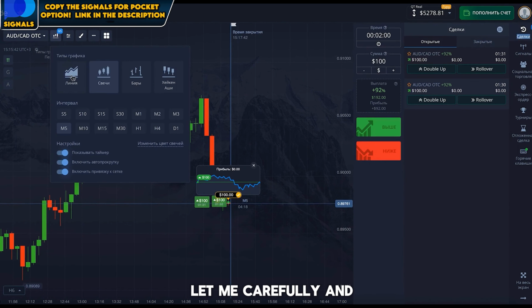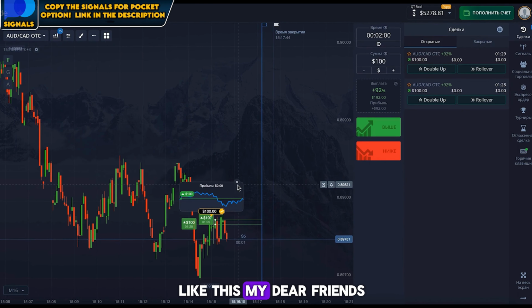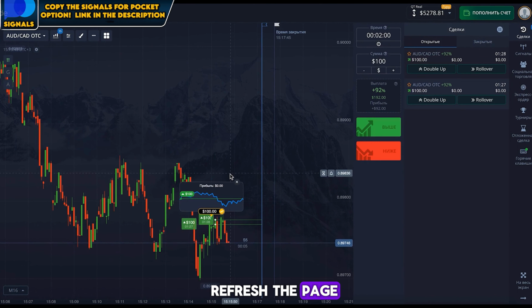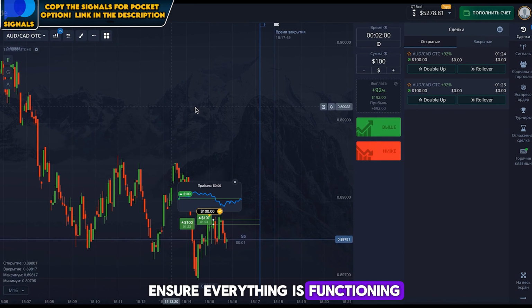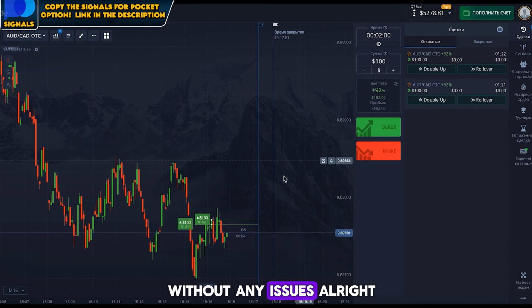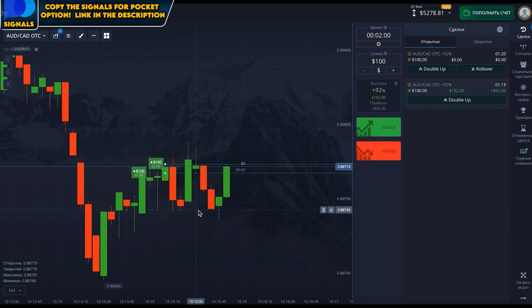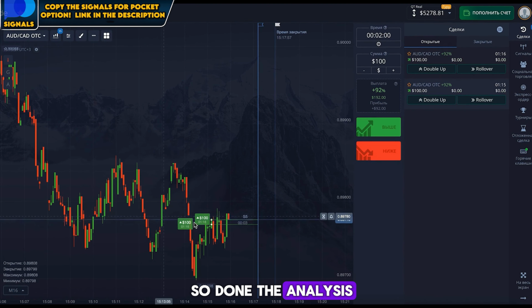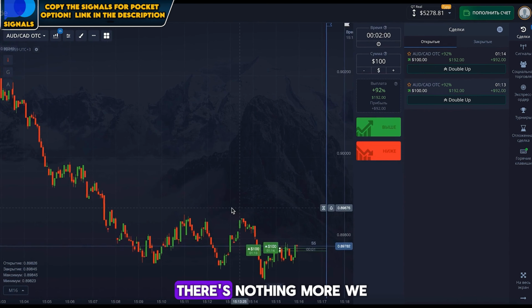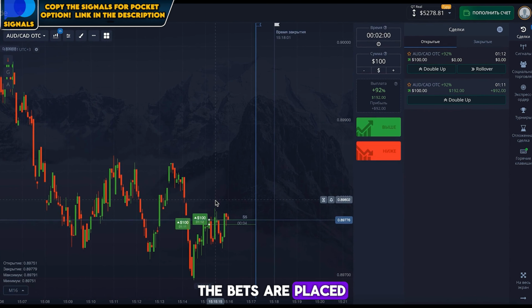Alright, let me carefully set it up for you like this, my dear friends. I will refresh the page because I believe something might have glitched earlier, and I want to ensure everything is functioning smoothly. Alright, everything's clear now. Now we just wait for the results. We've done the analysis, now we just have to wait. There's nothing more we can do, the bets are placed. Our task is just to keep going.